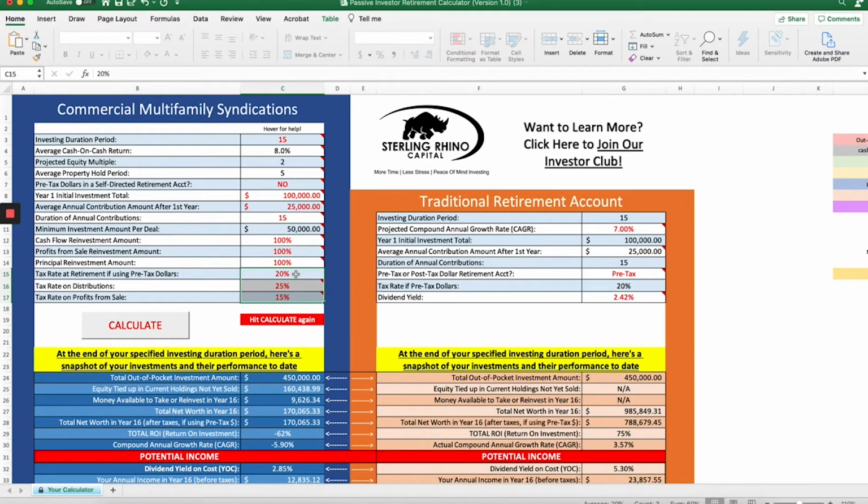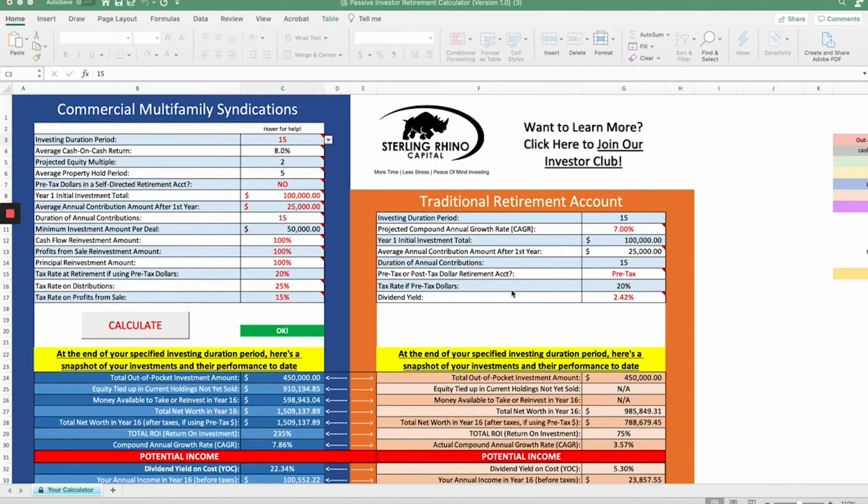We've built in some adjustable tax rates here to keep the numbers more realistic. This first one only applies if you are using money in a self-directed retirement account. These last two will only apply if you are not using a retirement account. Feel free to keep these where they are. However, they will be slightly different for everyone. But this just throws in some taxes which keep the numbers more realistic.